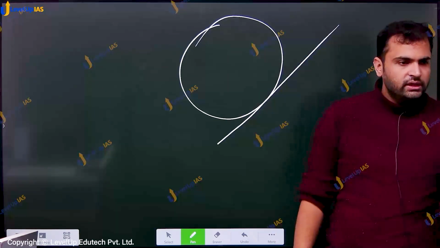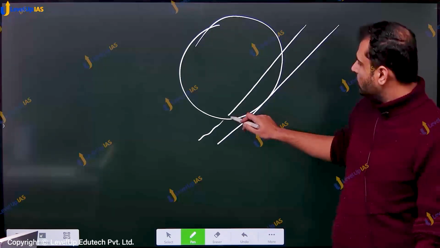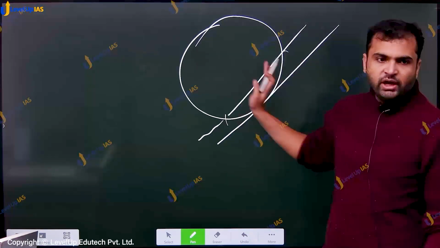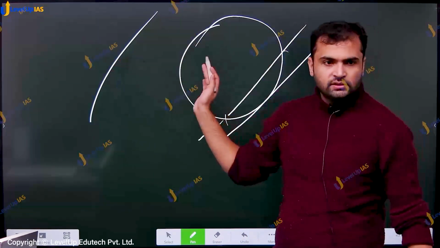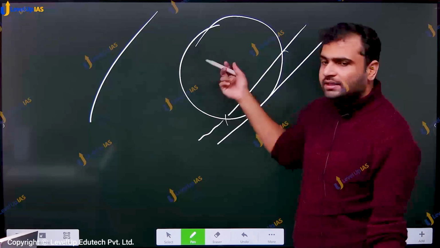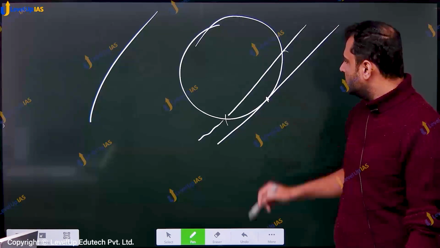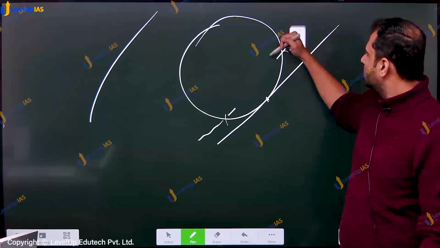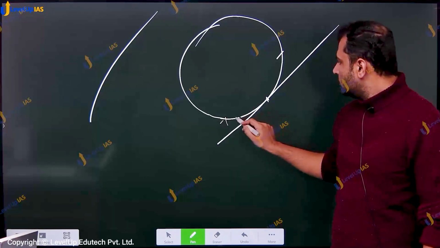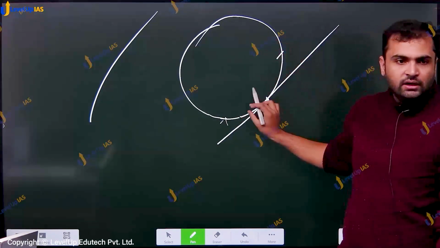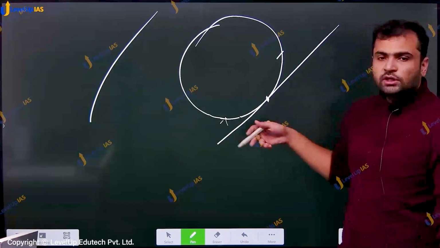Generally what happens? Generally a straight line, if I draw, it will intersect the circle in 2 points, 1 and 2, maximum 2 points. I can take this line out, and it will not intersect this circle, that is okay. But if it is intersecting, it can intersect in a maximum of 2 points, and if it is intersecting in 1 point, then we call it the double root, or both the points of intersection are here only. If we solve the equations, it is actually the root of the equation 2 times.